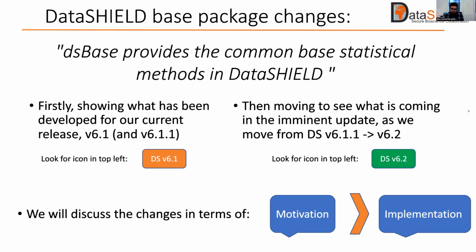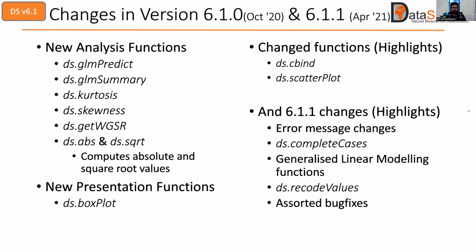We've color-coded it. 6.1 will be the orange icon in the top left, and when I hand over to Stuart, it'll be a green icon, top left. We've tried to arrange our thoughts, firstly, by selecting the most interesting and relevant changes to functionality, and arranging them in terms of motivation for the change and then how we've implemented it. So this is the summary of what I will be talking about.